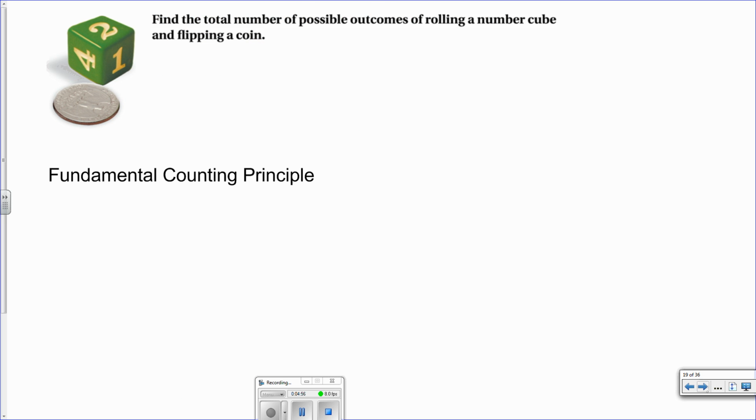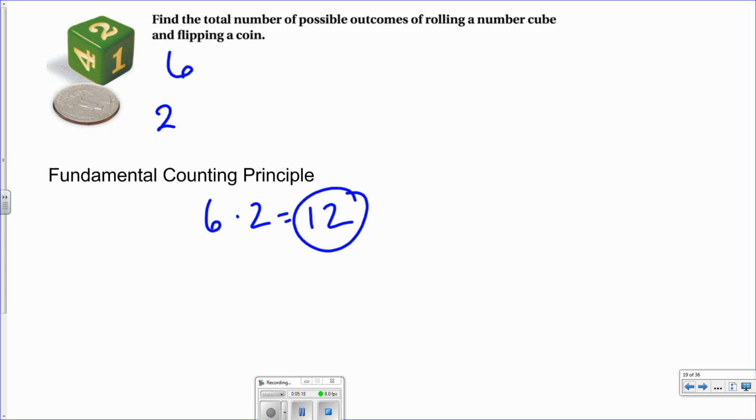It says find the total number of possible outcomes of rolling a number cube and flipping a coin. So with the fundamental counting principle, the number cube has 6 possibilities, and the coin has 2. So we would just multiply those together. So using this, I would say 6 times 2. I know there are 12 possible outcomes.